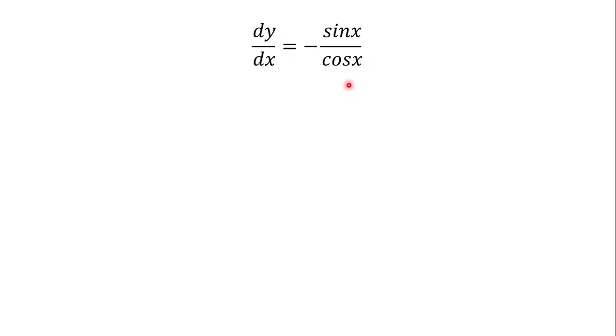and we all know the short form for this. Sine x over cos x will give you tan x, and cos x over sine x will give you cotangent or cot x. So we are going to get dy over dx equal to minus tan x. So the answer to the derivative of natural log of the absolute value of cos x is minus tan x.